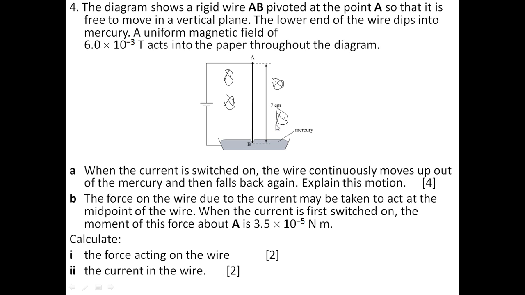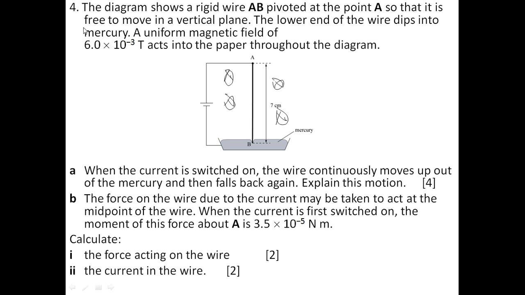So when the current is first switched on, the moment of this force about A is 3.5 times 10 to the negative 5 Newton meter. Calculate A, the force acting on the wire, and 2, the current in the wire. Okay, so now let us solve A first. A requires us to find why, when the current is switched on, the wire continuously moves up and down. So the wire moves up and then moves down again.